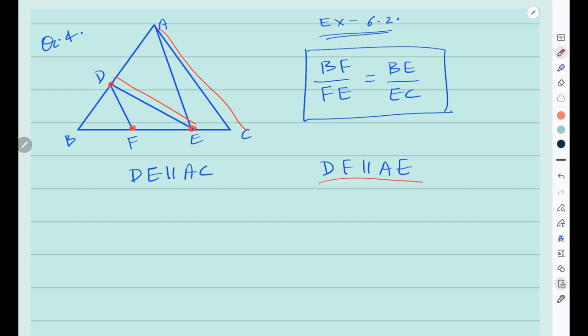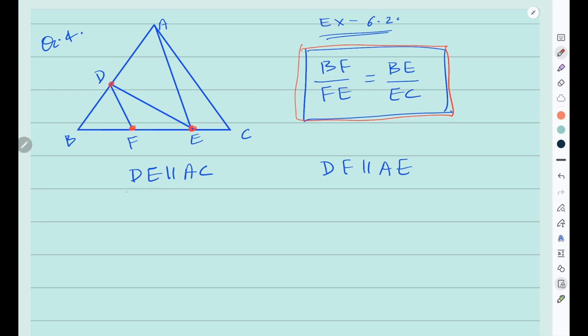And then DF and AE are parallel. So these two pairs of sides are parallel, and then we need to prove BF to FE will be equal to BE to EC. So first of all, in this figure, how will we approach? We will approach by knowing a few things which we already know because of the theorems which we have done.